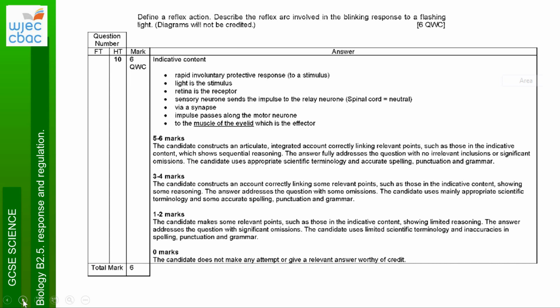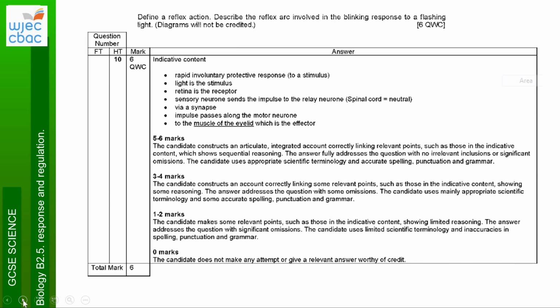So between the end of the sensory neuron and the beginning of the relay neuron, there is a synapse. From the relay neuron then, saying that the information is passed to the motor neuron, and then the motor neuron takes the impulse to the muscles in the eyelid, which would be the effector. So as I said in the last video, it's that sequence that is really important. So stimulus, receptor, sensory neuron, relay neuron, mentioning that there's a synapse there, motor neuron, and then effector, which causes the response and would cause the blinking.